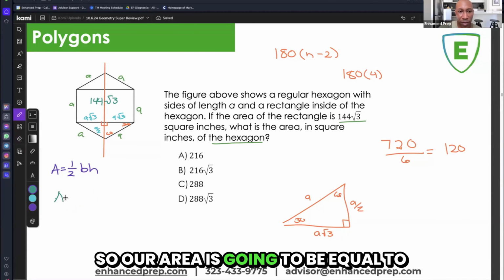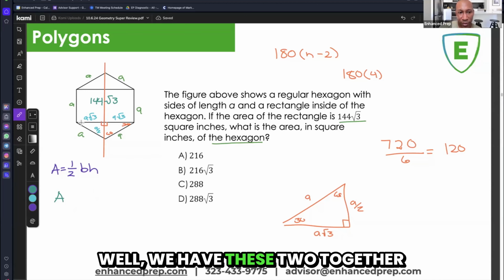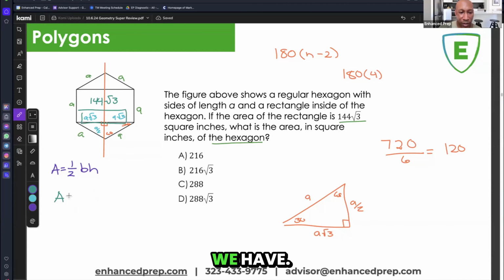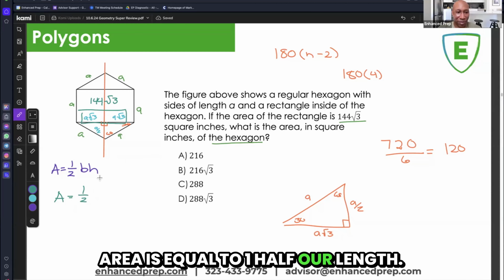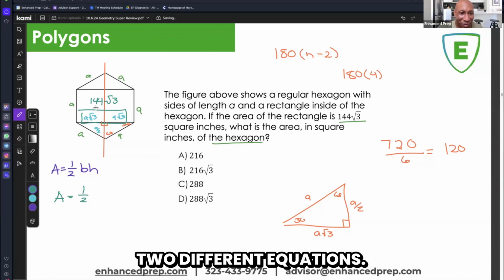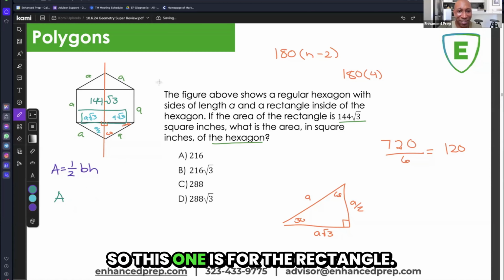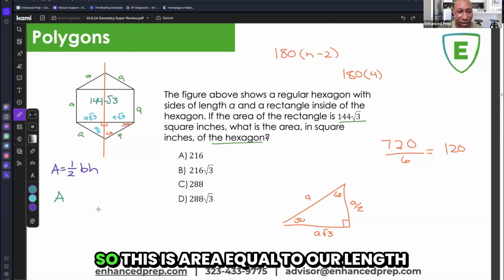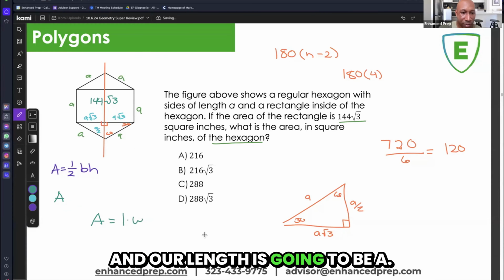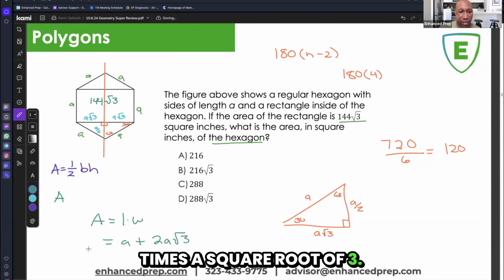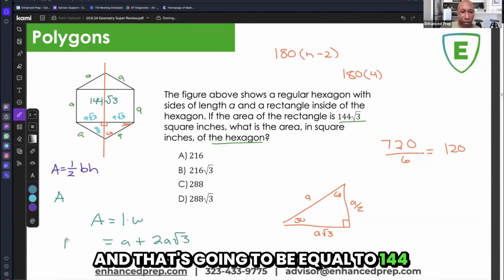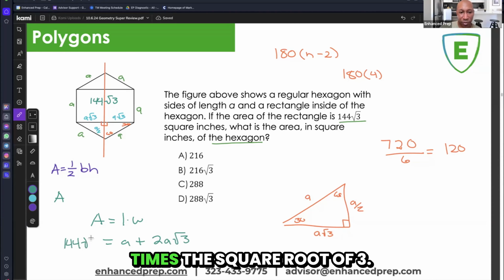So our area is going to be equal to what? Oh, sorry, two different equations. This one's for the triangle, and this one is for the rectangle. So this is area equal to our length times our width. Our length is going to be A, and our width is going to be 2 times A square root of 3. And that's going to be equal to 144 times the square root of 3.